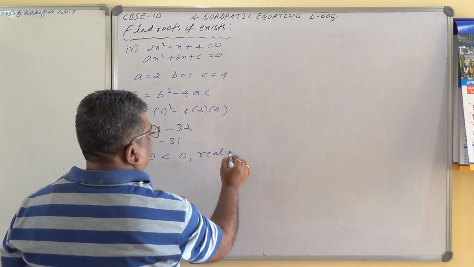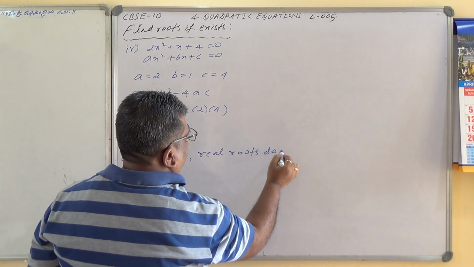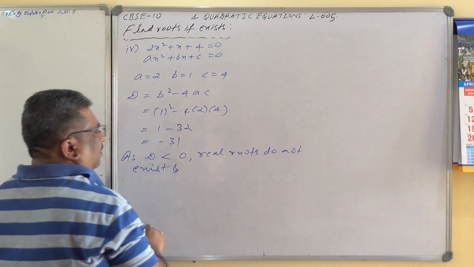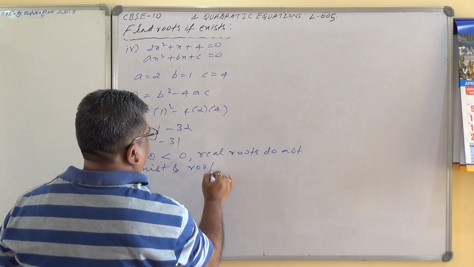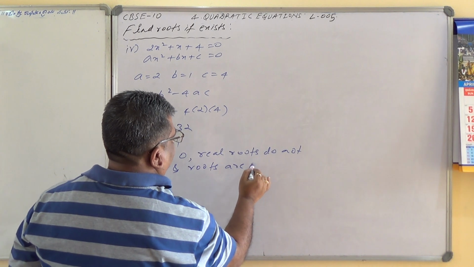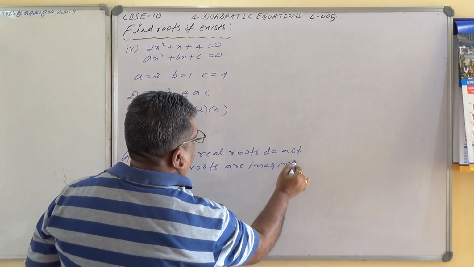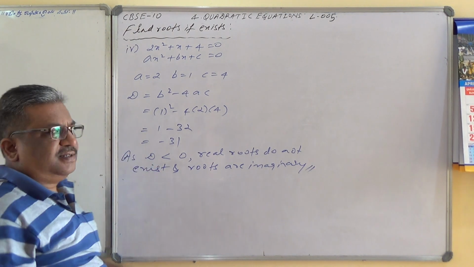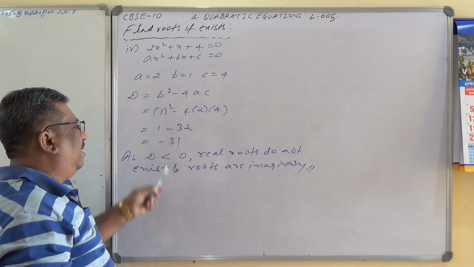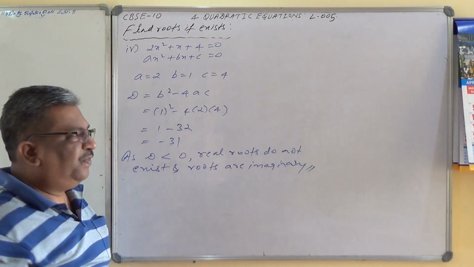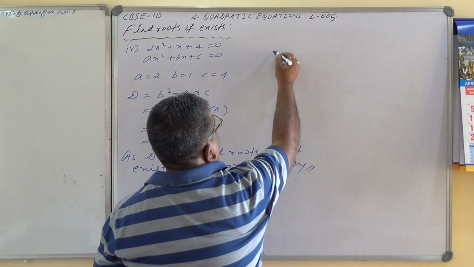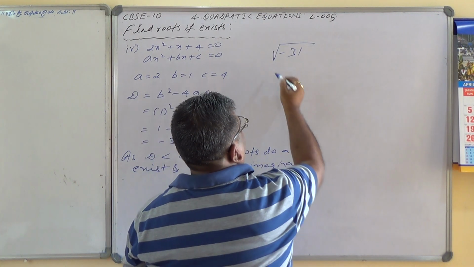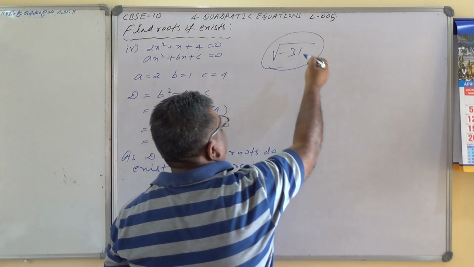Also I can write real roots do not exist, and roots are imaginary. That's all. Under root of minus 31, use a calculator and check whether you will be able to find the square root of minus 31. See here, how do you express negative numbers under the root? Just to give you an example, it is not possible to calculate.